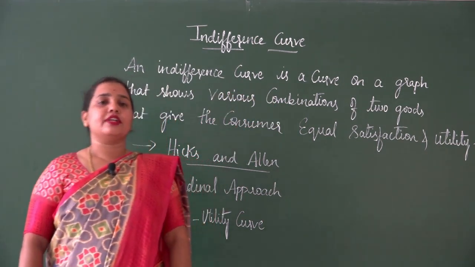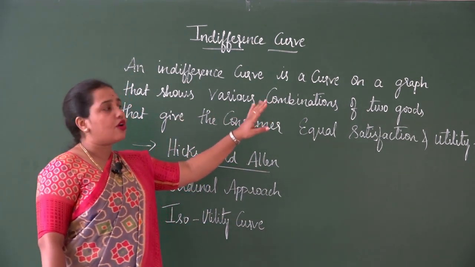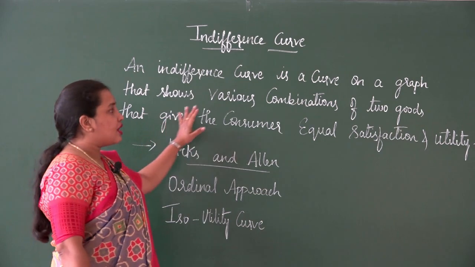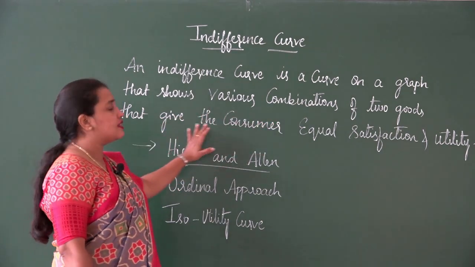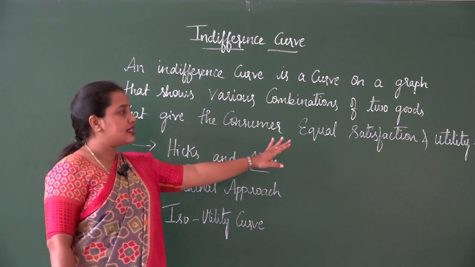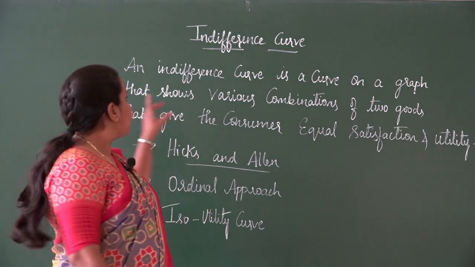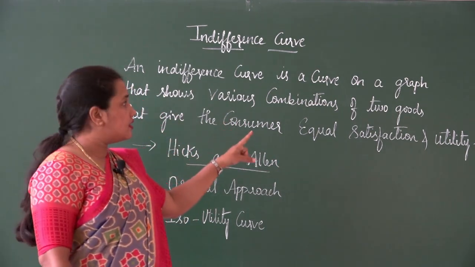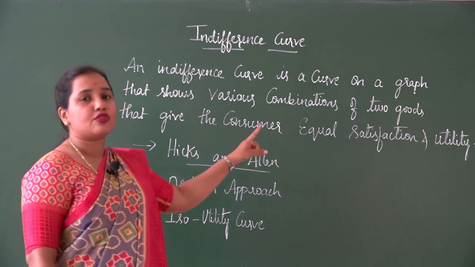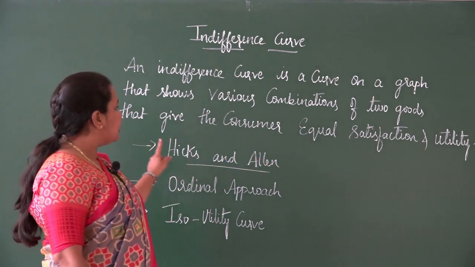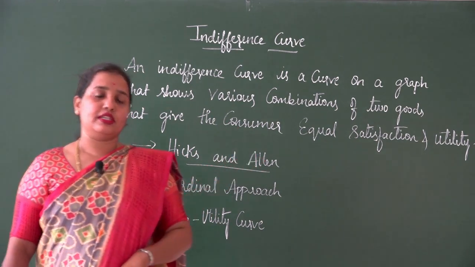What is indifference curve? An indifference curve is a curve on a graph that shows various combination of two goods that gives the consumer equal satisfaction and utility. To repeat, an indifference curve is a curve on a graph that shows various combinations of two commodities that give the consumer equal satisfaction and utility.